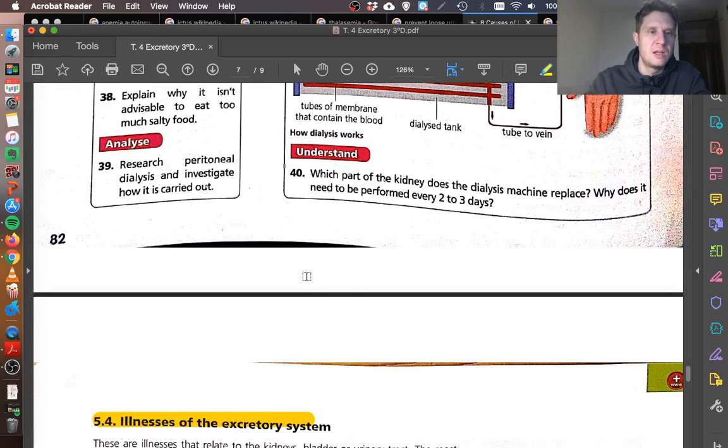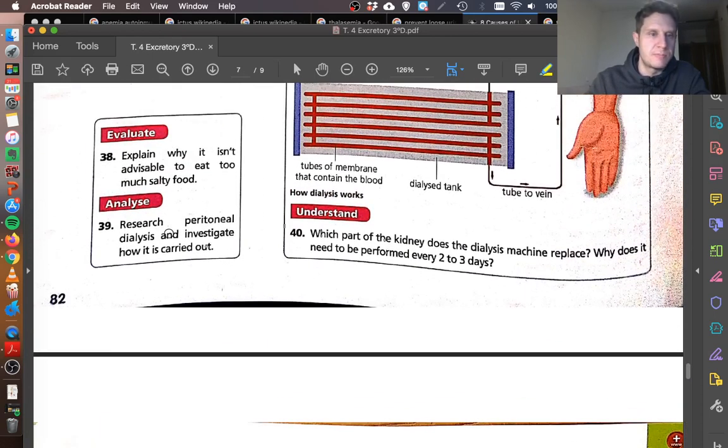Okay. Bueno, que no he terminado aquí. But, research peritoneal dialysis and investigate how it is carried out. I already explained it. Which part of the kidney does the dialysis machine replace? Why does it need to be performed every 2-3 days?